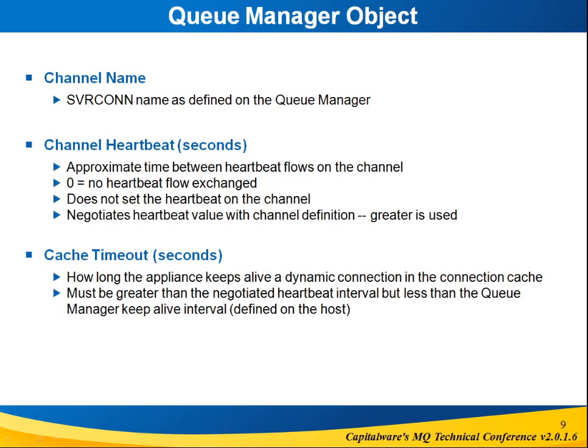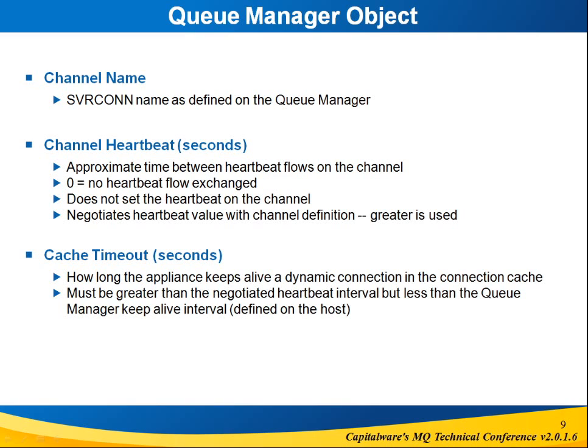It is case sensitive. The channel heartbeat field needs a bit of explanation. This is an approximate time between heartbeat flows on the channel. If you set it to 0, then no heartbeat flow is exchanged between the DataPower box and the host queue manager, which may not be a bad thing depending upon the network congestion that you currently have.